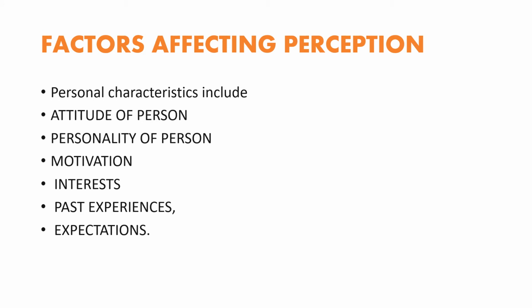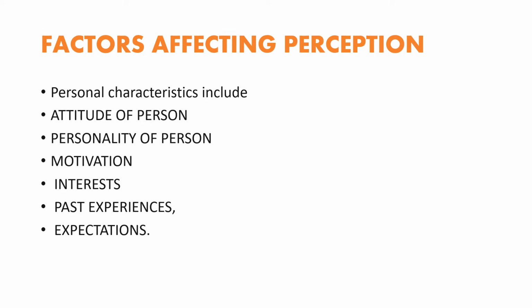These are the principles we are studying in the cognitive process, the Gestalt principles of perception. Next, we are going to see the factors affecting perception. There are different factors. Some personal characteristics I will tell first. Attitude of a person: my attitude will define my perception. Personality of the person: the sum total of behavior of that person will define his behavior. So the personality of a person will definitely affect the perception of another person.